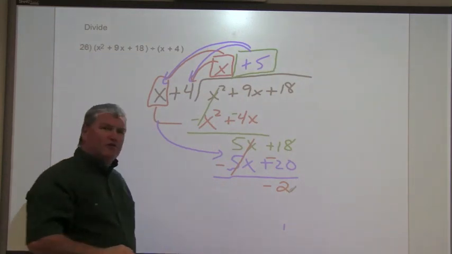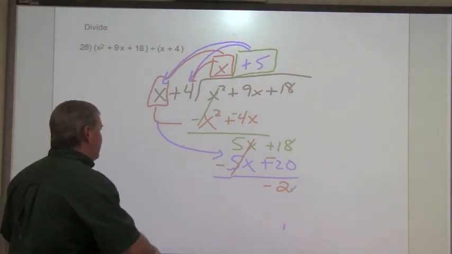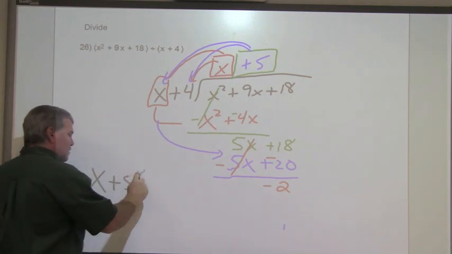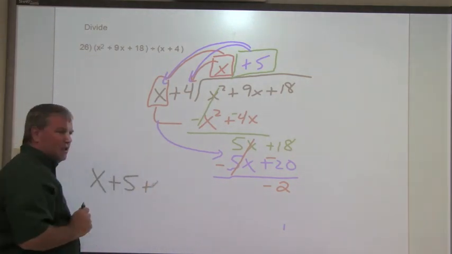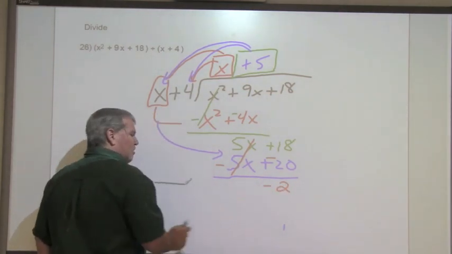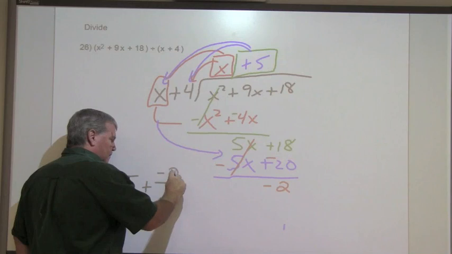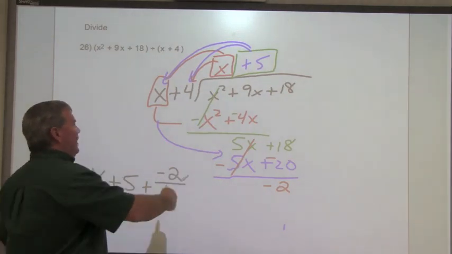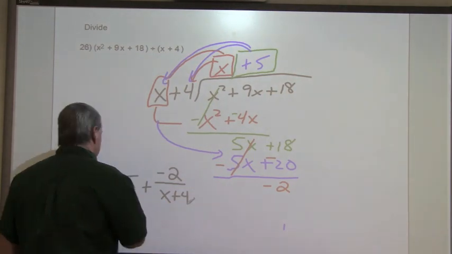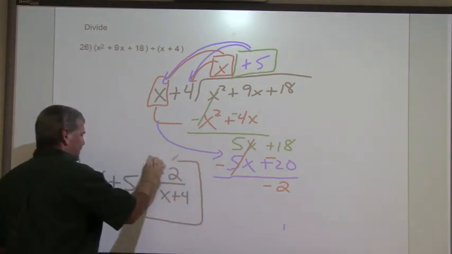So we have a remainder this time. What we're going to do is write down the quotient, x plus 5, plus, I always put a plus sign, and then I put a fraction: I put the remainder on top as the numerator, negative 2. The denominator is the divisor, x plus 4. And that would be my final answer.